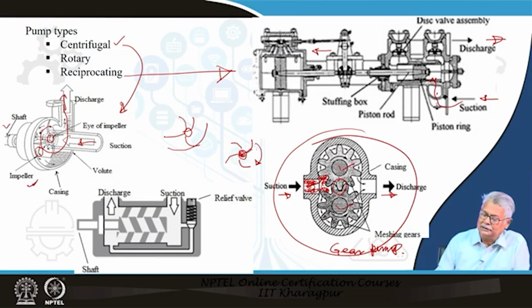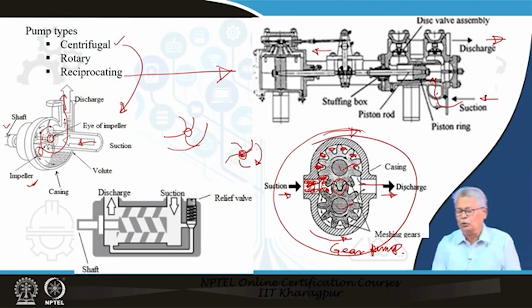Then what happens? The gear rotates this way, and if it rotates this way, this also has to rotate this way. So, naturally the liquid which is trapped here will be traveling to the discharge end. One thing is true, it is as if a packet of liquid is picked up from here and finally discharged at this particular point and it goes out.